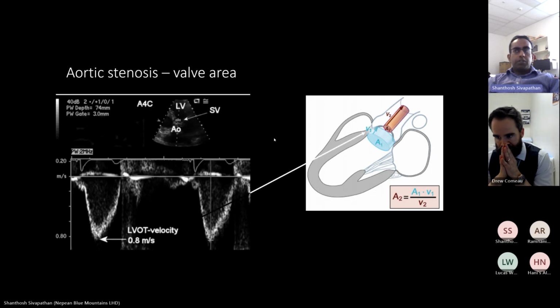So looking at this slide, if I measure the aortic LVOT VTI, if I take that trace, I'll get a velocity of that. Then using that equation, I'll be able to figure out what the aortic valve area is.